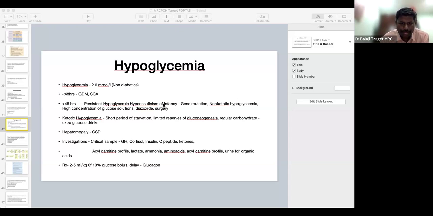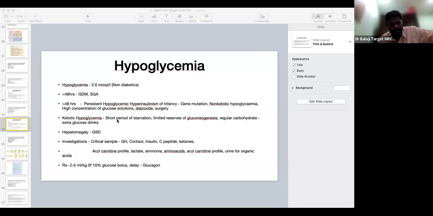In hyperinsulinism, the clue is that the child will be needing a higher concentration of glucose solution. Whenever a child needs a higher concentration of glucose solution, it means the child is having hyperinsulinism. It doesn't mean growth hormone deficiency or cortisol deficiency, because usually they don't need a higher glucose solution. We usually treat with diazoxide, and sometimes you have to go for surgery of the whole pancreas.